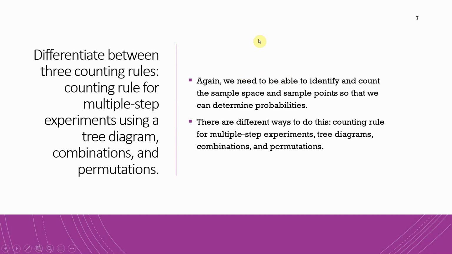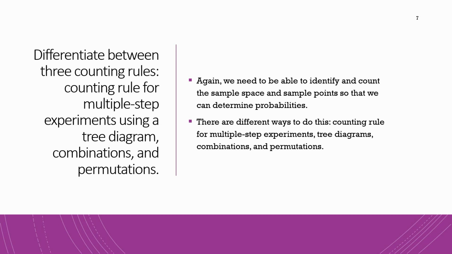Okay, so now we're going to get into the basics of probability. Specifically, we're going to look at counting rules. So we need to be able to identify and count the sample space and the sample points so that we can determine probability. We talked about that in our last videos: we have to ask, what's the sample space? What are the possible outcomes? And then what are the sample points that we might be interested in?